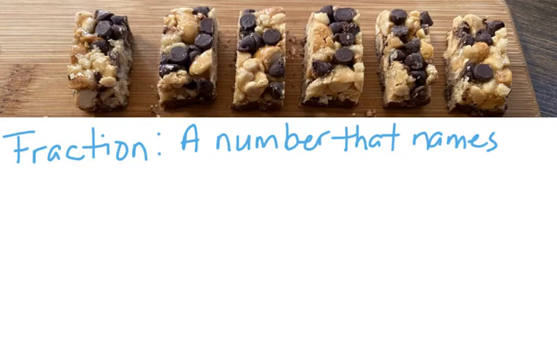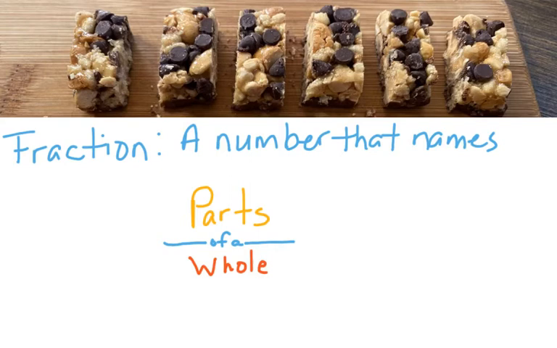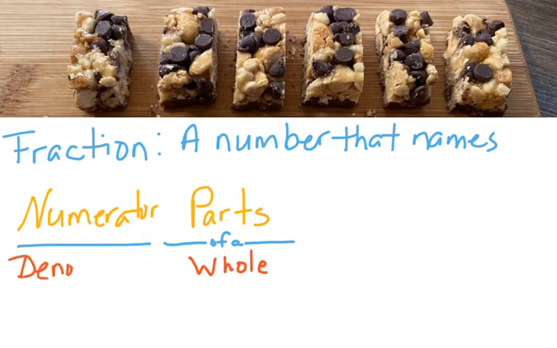Let's look at it from a little bit different angle in terms of the definition. We said that it is a number that names parts of a whole. The parts mean the numerator, and of a whole, the whole is the denominator, and the denominator is how many sections. That's a little bit too big. Let me erase a little bit of that. The denominator tells us how many pieces we divided this whole.